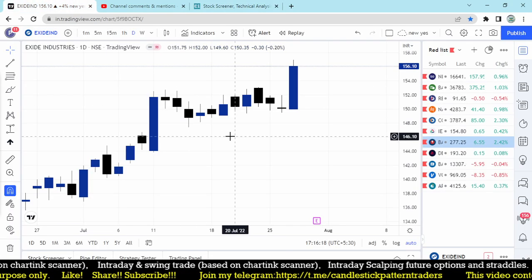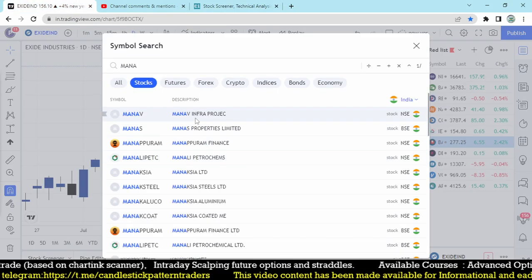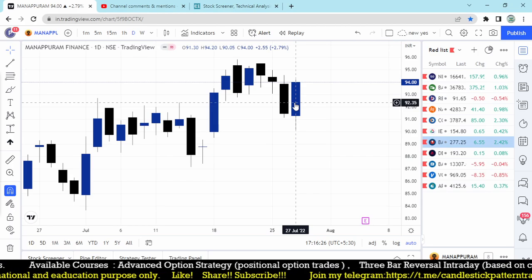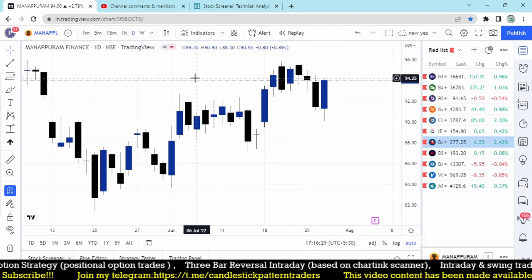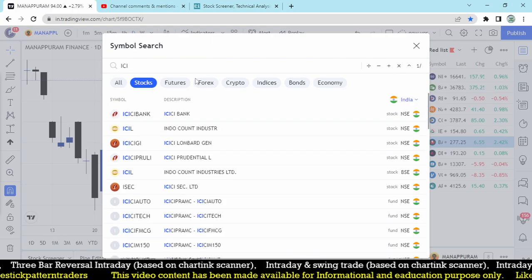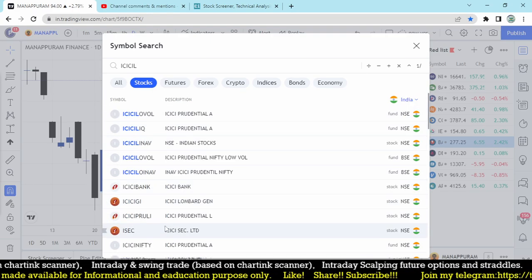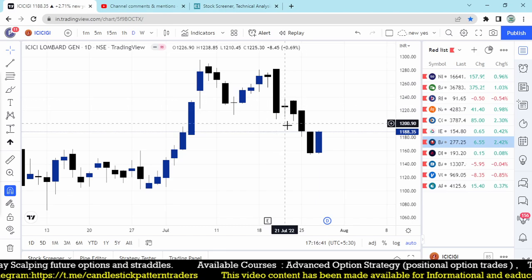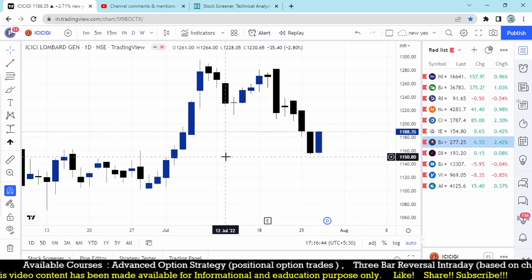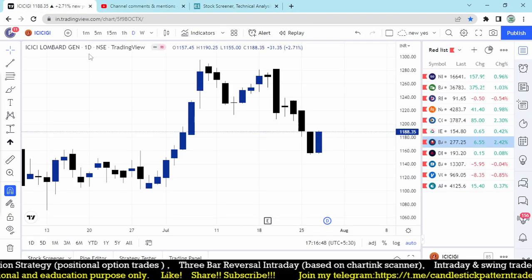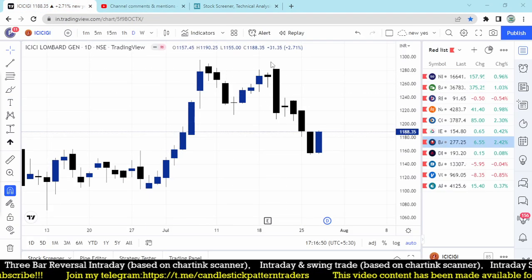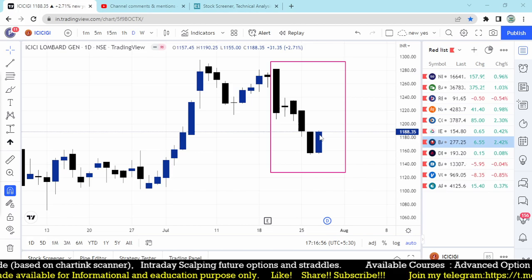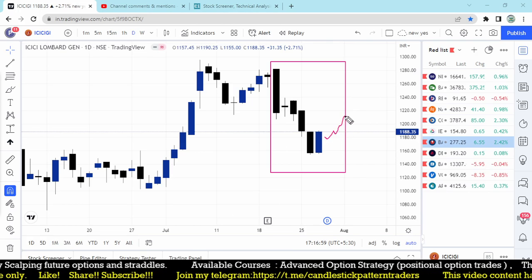Manappuram Finance: yes, 3 consecutive down, and there is a big bullish candle today. Okay, good. And ICICI Prudential General Insurance, perfect. So almost 5 consecutive down. I hope, Zafar Khan, you are asking about such a pattern: 3-4 consecutive down, and there is a bullish candle today. So there is a possibility of reversal from this point.